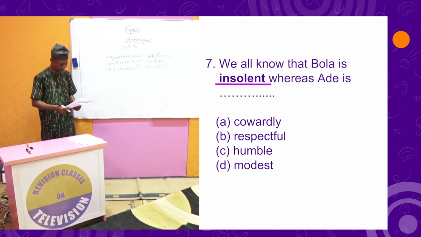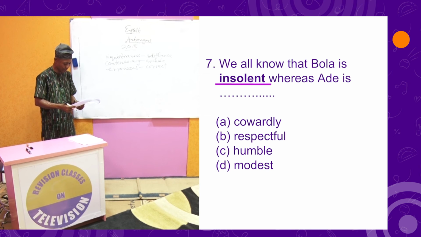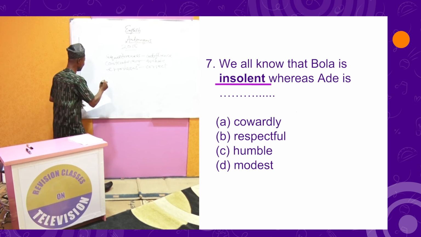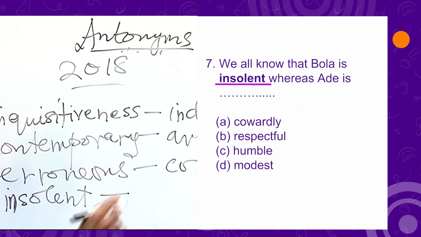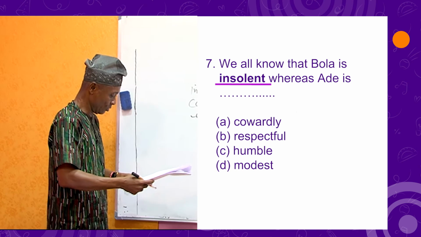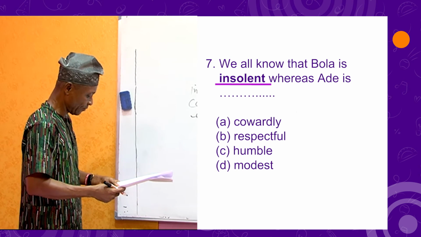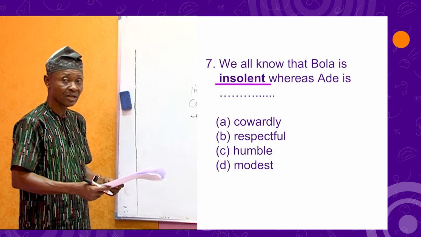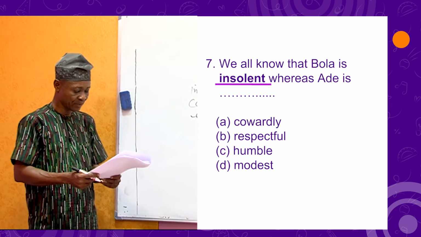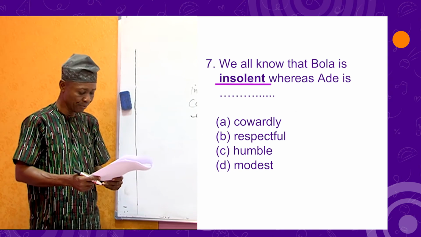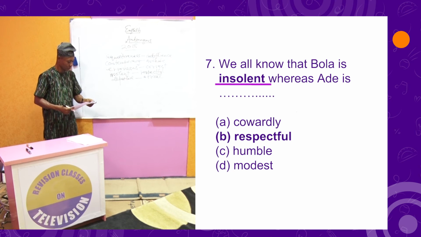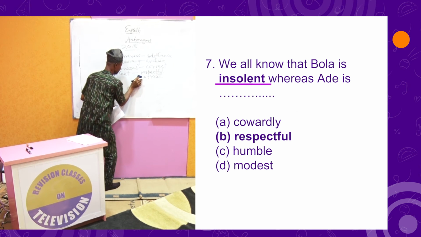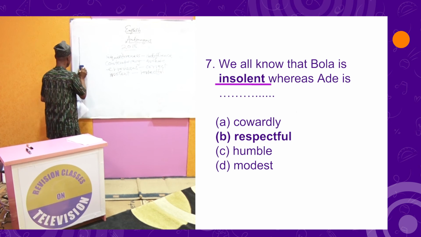Question number 7. We all know that Bala is insolent, whereas Ade is dash. The word underlined in that sentence is insolent. And we have to know the meaning of insolent first, which is insulting. Now we have the following options. A, cowardly. B, respectful. C, humble. D, modest. Option B, which is respectful, is the appropriate answer to that question.